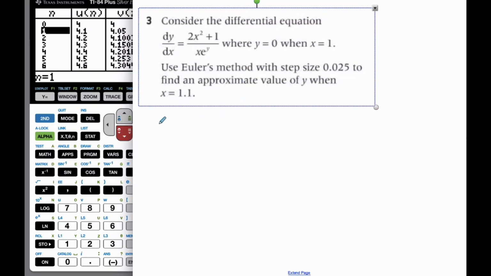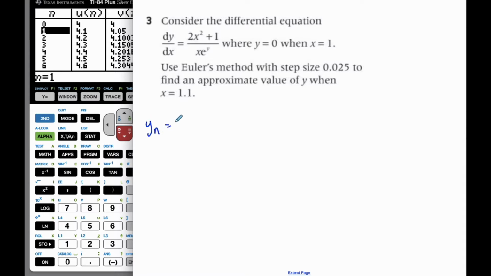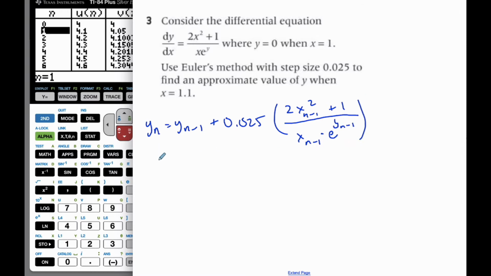Okay, so number 3 here, we're going to do this method again, and so I know that it's going to be y_n is equal to y_{n-1} plus h, which is 0.025, times the derivative, which is the slope, 2, and it's going to be x_{n-1} squared plus 1 over x_{n-1} times e to the exponent y_{n-1}. So here is the formula that I have to make sure that I write as part of my solution.